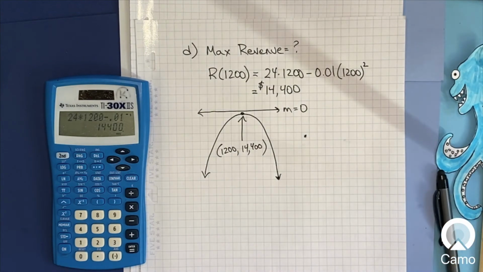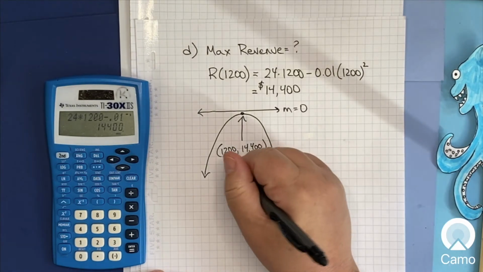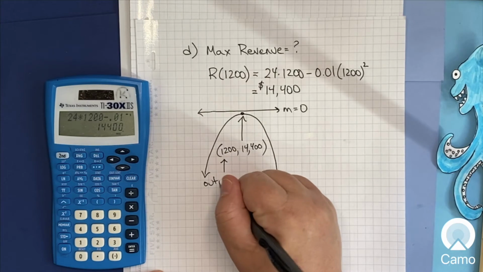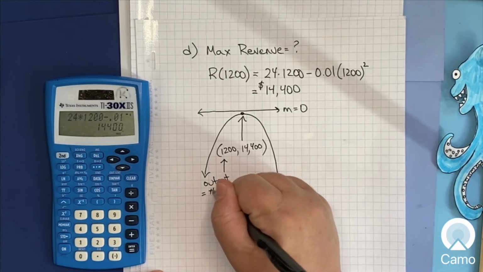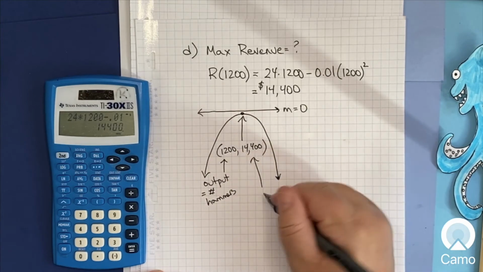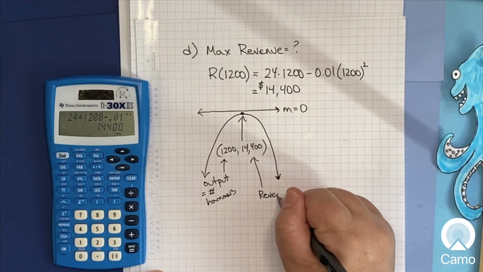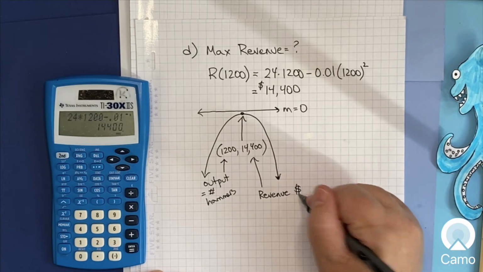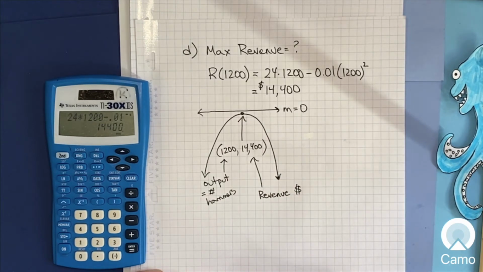Does that make sense? I know I just asked you if it makes sense. You can answer me, but I can't hear it unless I listen very carefully. Hopefully you're saying, yes, it makes total sense. So this is the output, the input equals the number, in this case, the number of hammers. And this is the revenue in dollars. Okay. So we've got that.